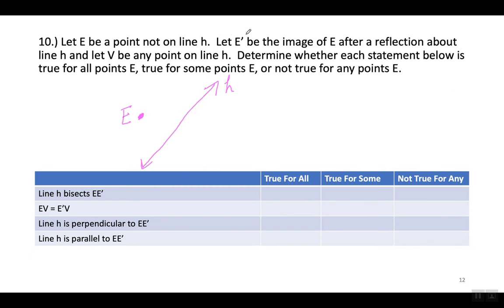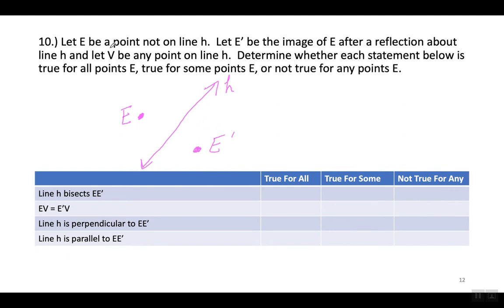Now it says let E prime be the image of E after a reflection about line H. About means over or around. Alright, so let E prime be the image of E after you reflect it over this line. That's what it's saying, okay? Dice, vamos a dejar que E primo sea la imagen de E después de una reflexión sobre la línea H. Alright, so let me just put that more or less where that would be on the other side. E prime. Okay, I didn't draw it exact, but more or less.